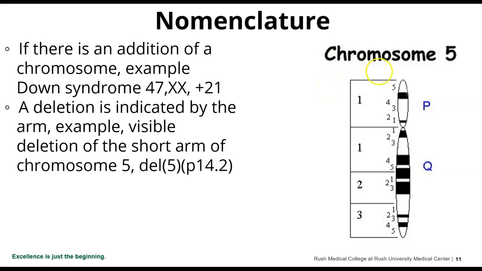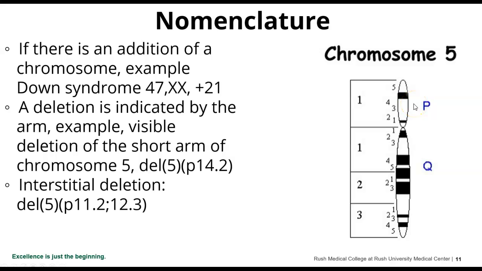If there's a deletion, what we show is which arm. So deletion, DEL, and then this is chromosome 5. If it said 14.2, everything distal to this is missing. So if you just see one little number, everything is missing.